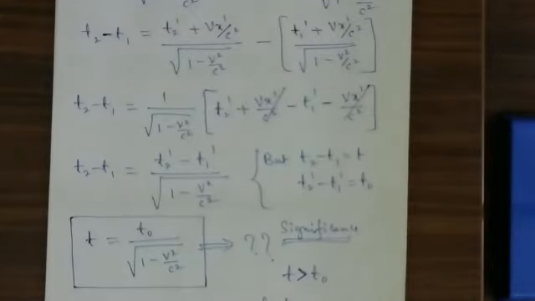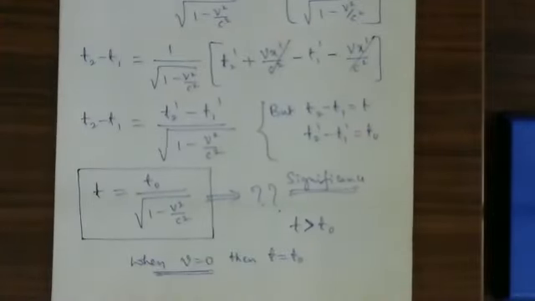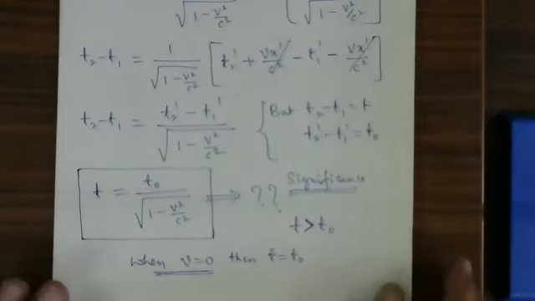As v increases, the denominator decreases. As the denominator decreases, t is greater than t naught. But if v is equal to 0, then both time intervals are one and the same; t and t naught are equal to each other. But if v exists, t is greater than t naught. As v keeps increasing, larger and larger, t is very large while t naught is still small.